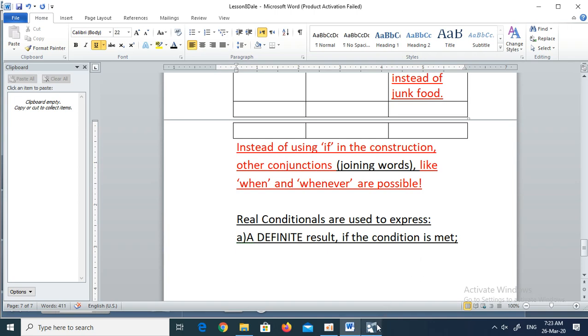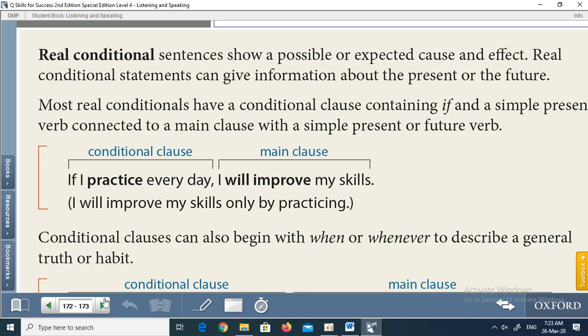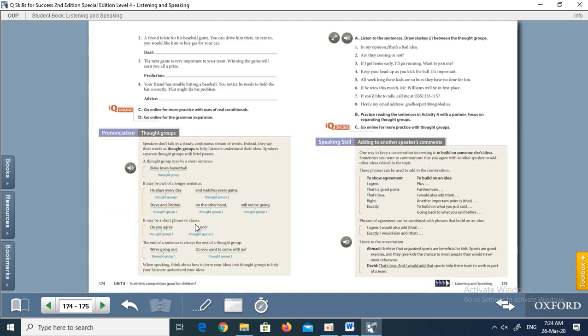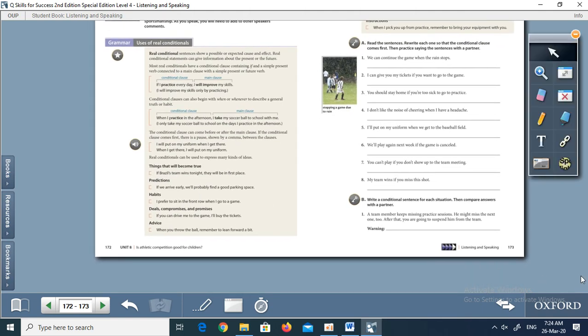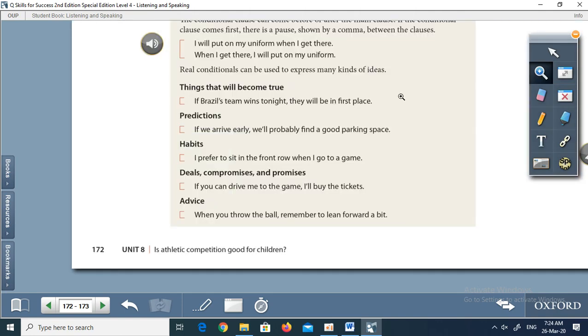All right, let us have a look again at the book. As they tell us here, real conditionals are used to express many kinds of ideas. There are five things in particular that they express. The first thing is things that will become true, things that will definitely become true if the condition is met.